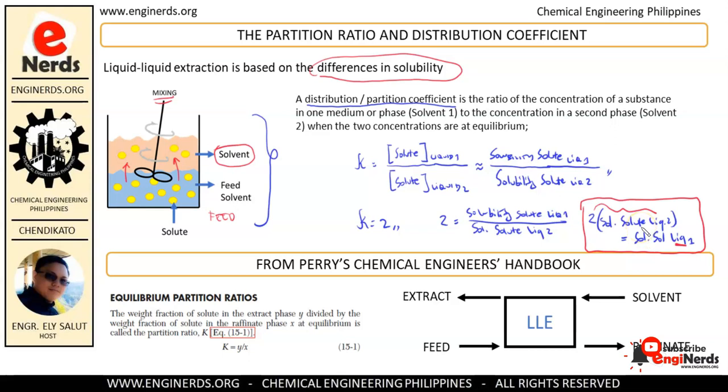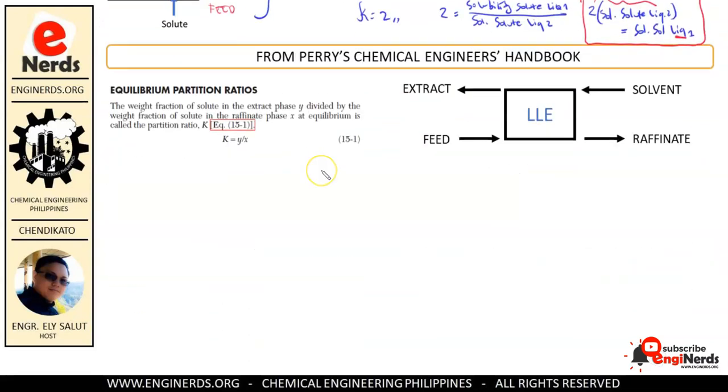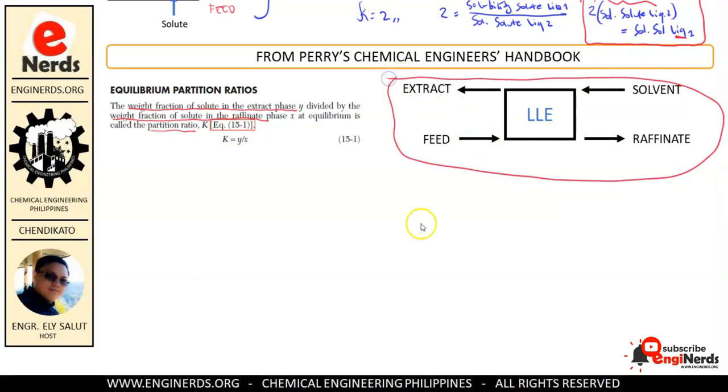Now in our handbook guys, we will be using what we call the partition ratio. Partition ratio is the weight fraction of the solute in the extract phase divided by the weight fraction of the solute in the raffinate phase. Well, first, consider natin itong diagram natin dito. Ito na yung madalas natin gagamiting diagram when we start our problem solving.